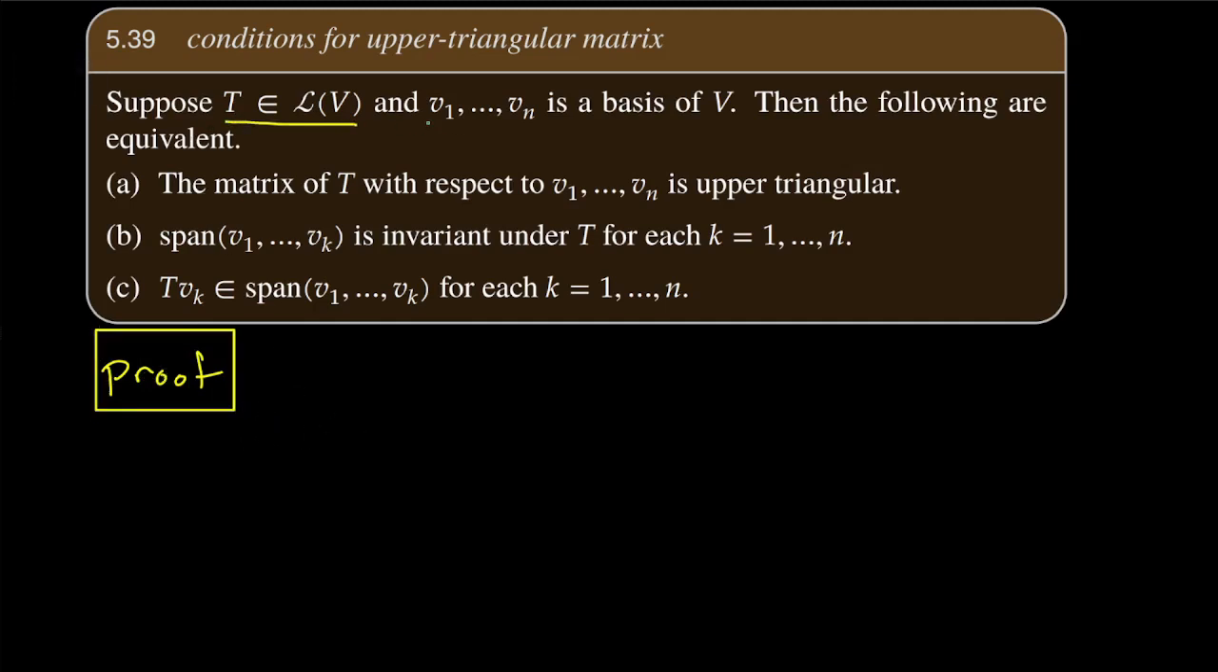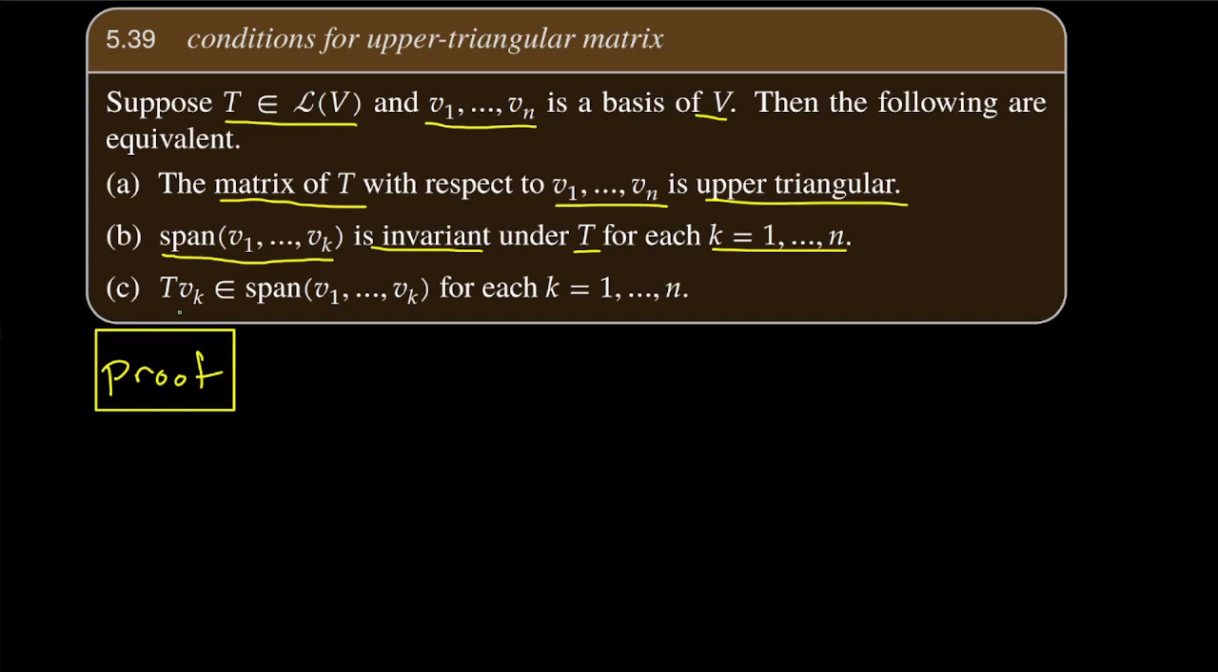We'll take an operator on a finite dimensional vector space. We'll assume that v1 through vn is a basis for that vector space, and we'll call our operator T. The following statements are equivalent. The matrix of T with respect to that basis is upper triangular. Cool. The equivalent statement is that the span of v1 through vk is invariant under T for each k between 1 and n. So the spans of sublists in that list, that is, truncated lists, are invariant under T for each truncation of the list forming your basis.